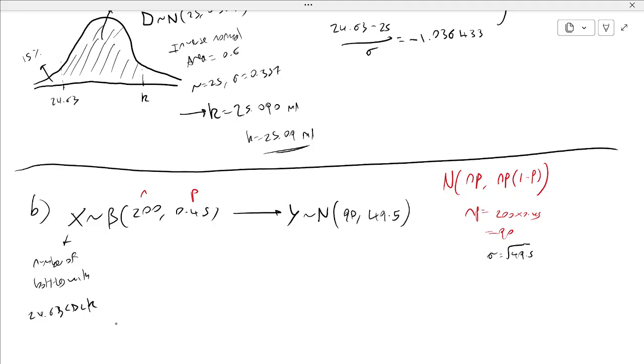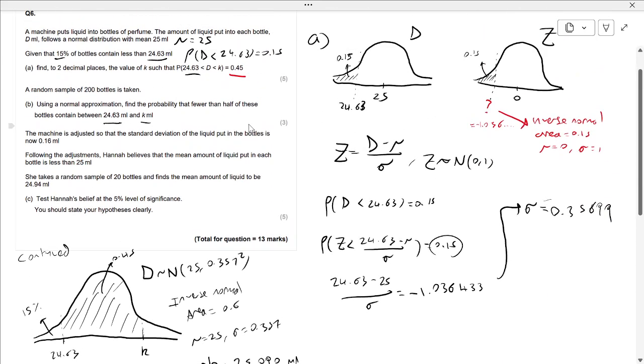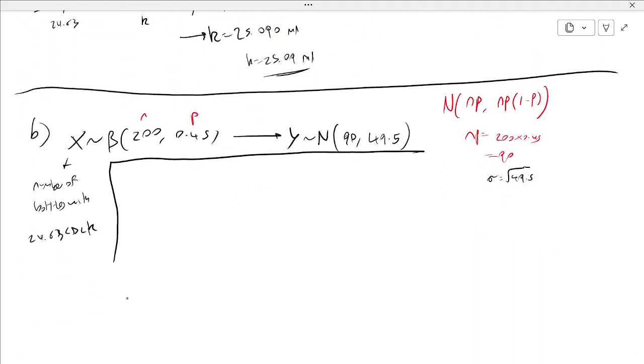Okay, there's many ways you can have this explained to you. My simplest way is this. We want the probability of how many bottles? Well, we want fewer than half. So 200 bottles are taken. So fewer than half will be less than 100.